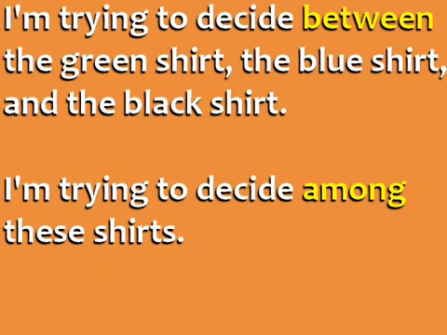Here's an example. Let's say you're going shopping. You could say, I'm trying to decide between the green shirt, the blue shirt, and the black shirt. You can use between with 3 items, as long as you name them specifically. Or you could say, I'm trying to decide among these shirts. In this case, we're treating the 3 shirts as a group. We don't name them specifically, so we use the word among.